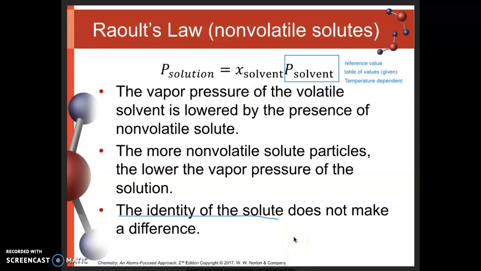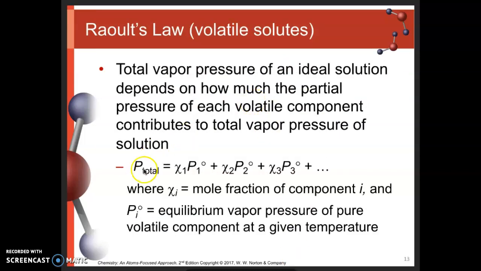Now, the question you may be asking yourself is, what if I have a mixture of two liquids and both of them are volatile? They both have vapor pressures. Well, we can use Raoult's law for that as well. The only difference is that we have to integrate the fact that each one of those solvents is volatile on its own.